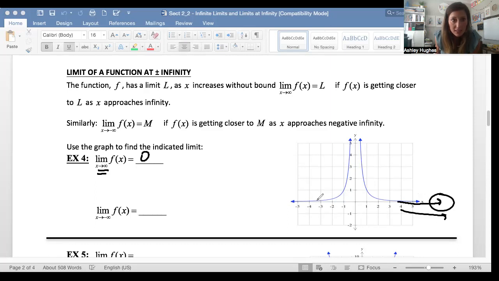And as x gets, I think this is supposed to say negative infinity. Yes, okay, as x gets really, really small, as I go towards negative infinity, again, it's hanging out at this line, the horizontal asymptote, y equals 0.